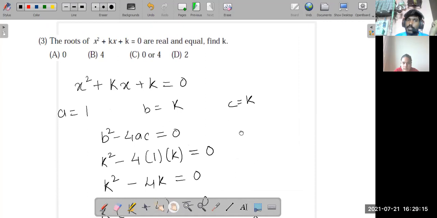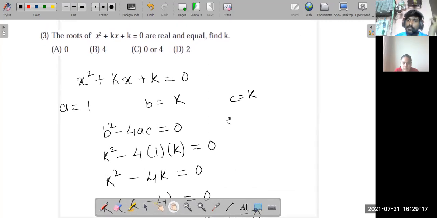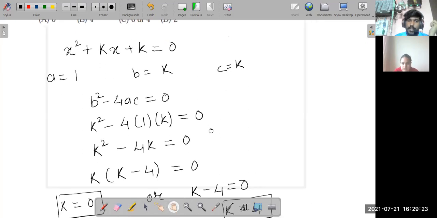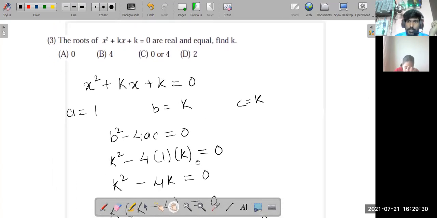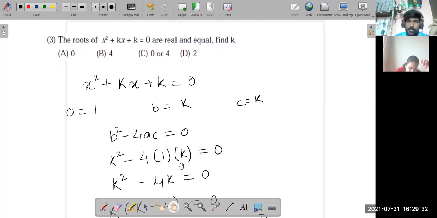So which is the correct option? We got the answer here, no? 0 or 4. So which is the correct option? C.